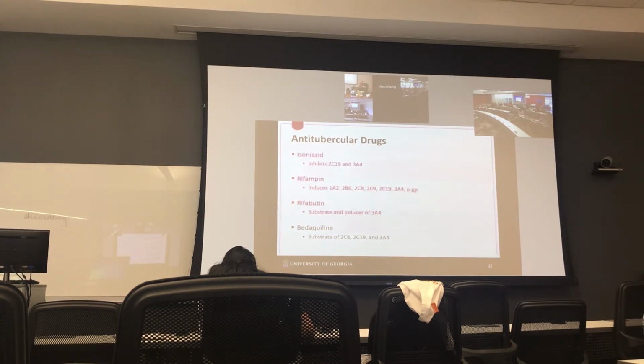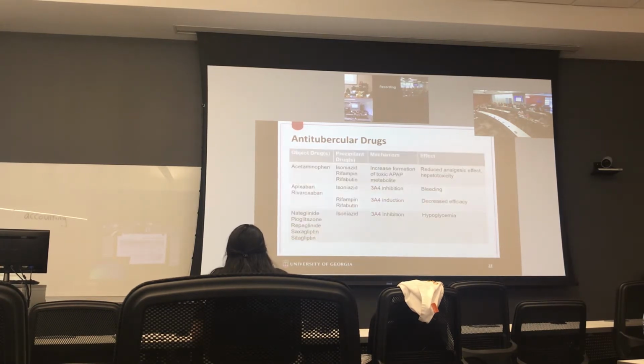Bedaquiline isn't used routinely for TB treatment, but it's used to treat multi-drug resistant tuberculosis. So you don't see it as frequently, but it is a substrate of several cytochrome P450 enzymes, so there are several interactions that are important there as well. You'll see that our interactions with rifabutin and bedaquiline are similar because they're both substrates of 3A4. So we'll have some similar interactions with 3A4 inducers and inhibitors.